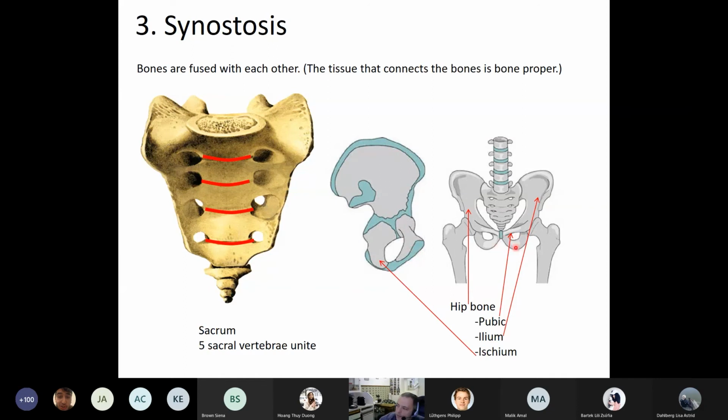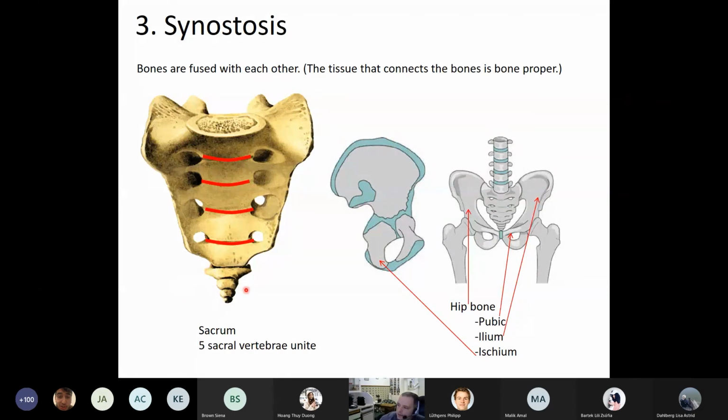You have the pubic bone, you have the iliac bone, and you have the ischial bone you are sitting on. And these 3 bones fuse with each other around 18 years of age. And after this, one can talk about one single hip bone, but it's made up of 3 bones originally, which finally fused together. Okay, so these were just some examples of synostosis.